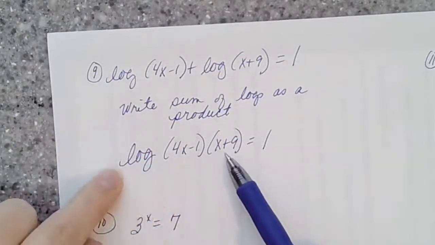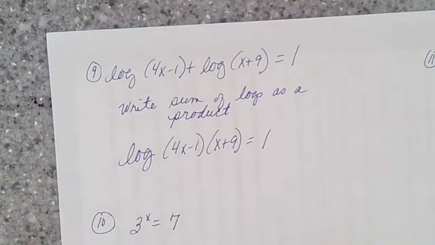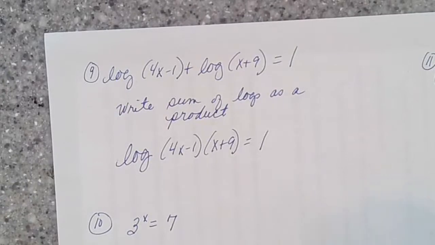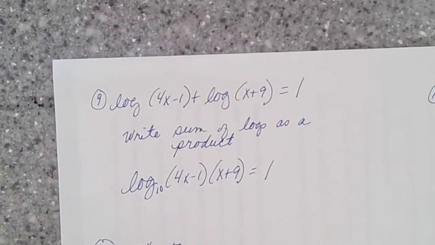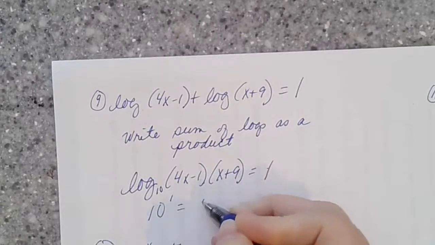You can make this 1 into log 10 if you wanted, and then take the logs off of each side. That's one strategy. Or what we just did on our last example is we would take it out of log form and write it as an exponential form. So we'd say 10 to the first equals that. That also would give us the answer, or the next step to get to the answer. And then we'd proceed with our steps.